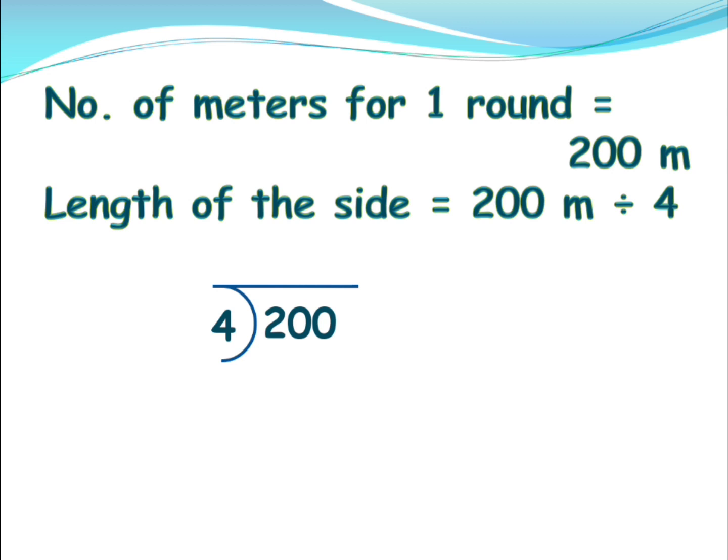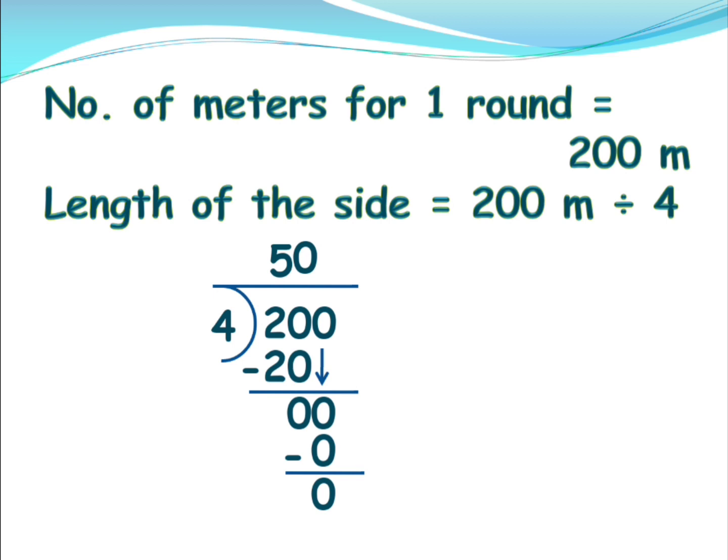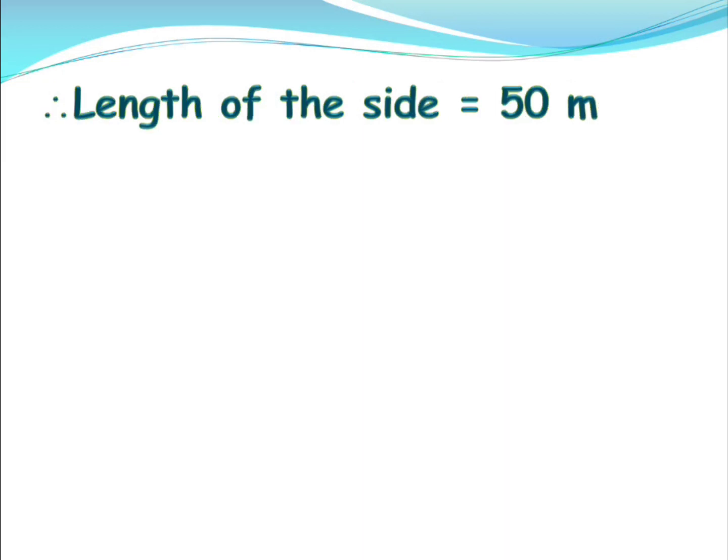So 4 will be your divisor, 200 will be your dividend. The first digit is 2, which is less than 4. So you will take 20. Now you have 20 in your 4 table, isn't it, children? 4 5s are 20. So 20 minus 20 will be 0, and you will bring down the 0 again. Now 4 zeros are 0. 0 minus 0 will be 0. Okay, so length of each side of the square park is 50 meters. So that's what you will write. Now you got the length of the side of the square park. Okay, children. So in this way you need to solve the sums. Okay, let's see the next one.